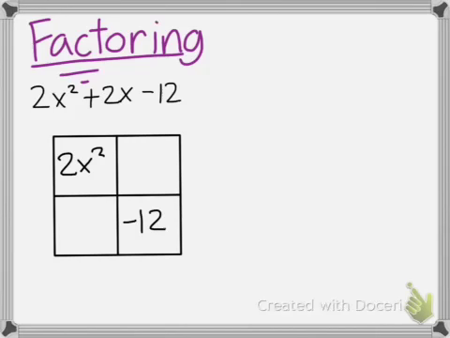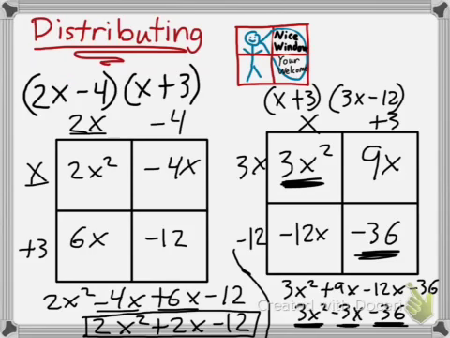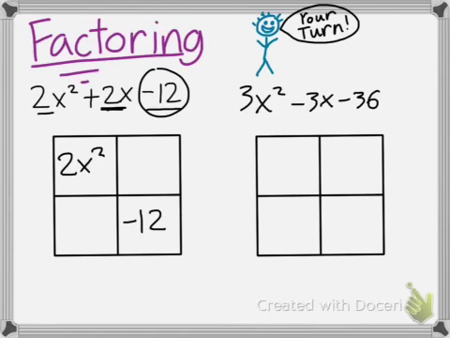I know that they have to add to be 2x, just like before. So when I add these two together, I have to get a 2x. But it meets one other condition too, and I don't know how to explain this quickly and well to you. But it has to multiply to be negative 12 times 2. Meaning I have to multiply these together.